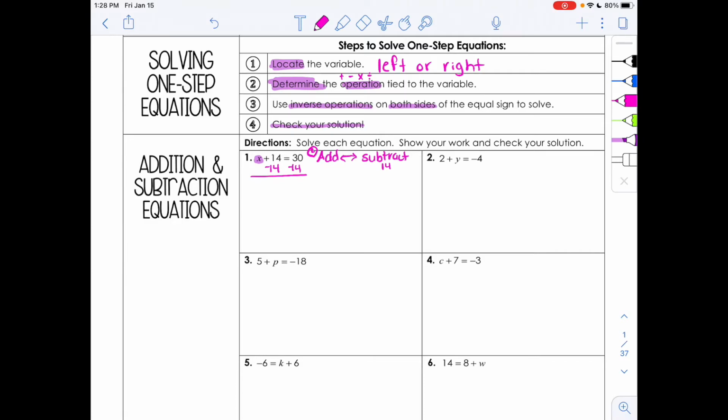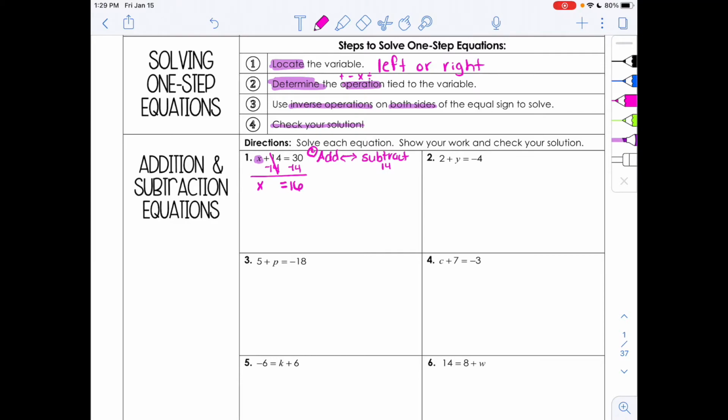As we're working, we're going to bring our variable down. So we're going to bring down the x. 14 minus 14 here. 14 minus 14 is 0. So those eliminate. So we don't write 0, we can just cross those out. Equals 30 minus 14 here. I'm reading it straight down. 30 minus 14 equals 16.